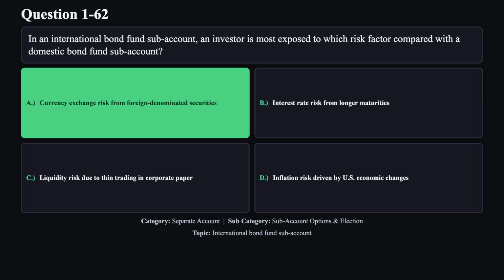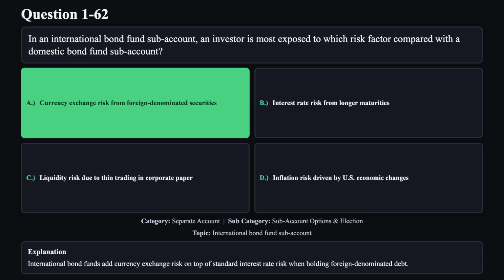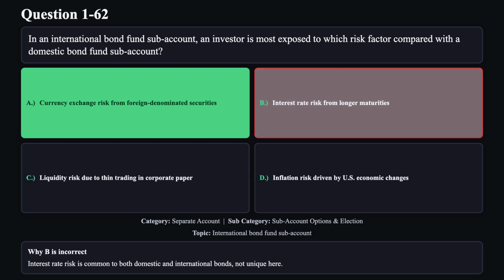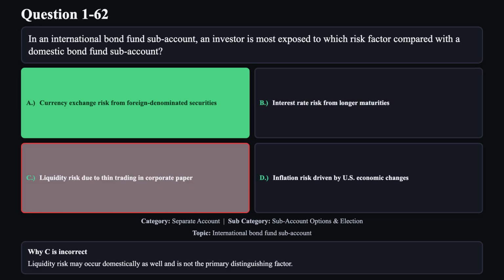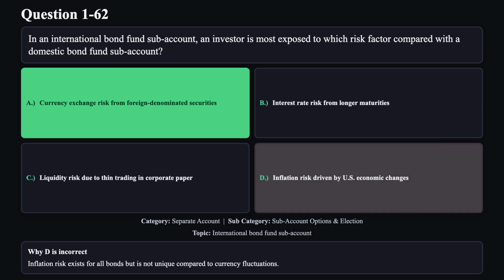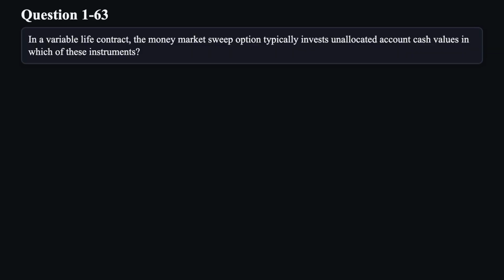The correct answer is A. International bond funds add currency exchange risk on top of standard interest rate risk when holding foreign-denominated debt. Reason B is not correct. Interest rate risk is common to both domestic and international bonds, not unique here. Reason C is not correct. Liquidity risk may occur domestically as well and is not the primary distinguishing factor. Reason D is not correct. Inflation risk exists for all bonds but is not unique compared to currency fluctuations.